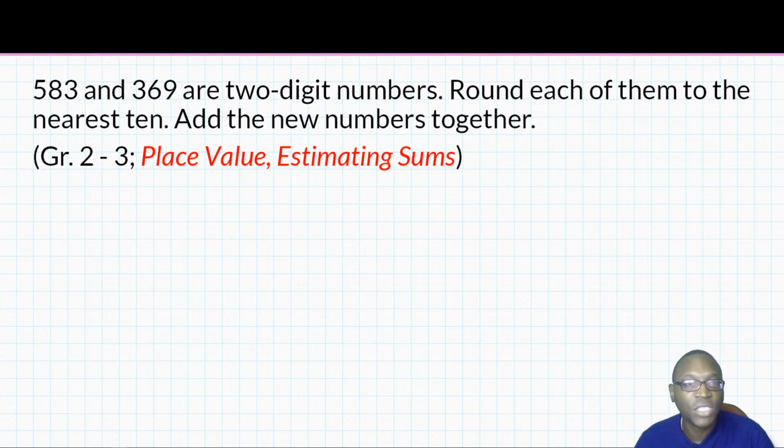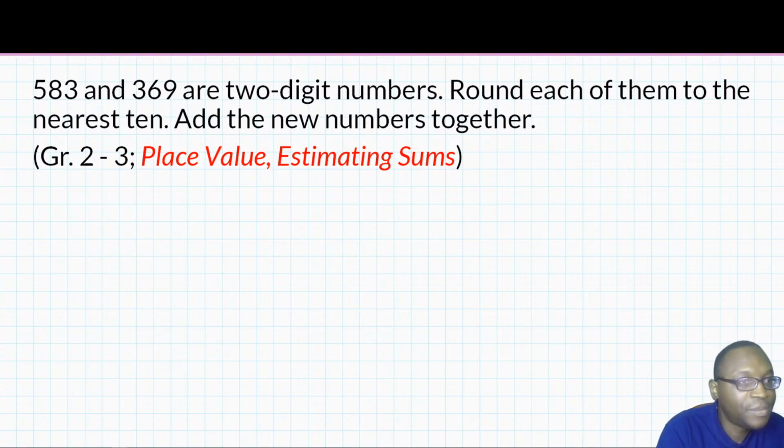Okay, Simi and Jaden, thank you for your response. We'll go ahead and get started with showing you how to solve this. Okay, let's go ahead and start with this. So we have 583 and 369, which are two-digit numbers, or three-digit numbers rather. They are three-digit numbers. Round each of them to the nearest 10 and add the new numbers together.